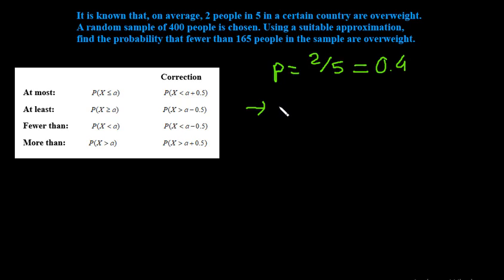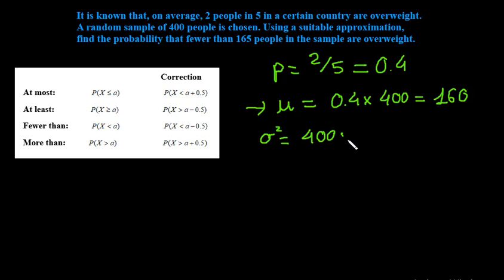So now we will find the mean number of people who are overweight. 0.4 multiplied by 400 equals 160. Now we find the variance, which is 400 multiplied by 0.4 multiplied by q, and q is equal to 1 minus p, so q equals 0.6, which gives 96.